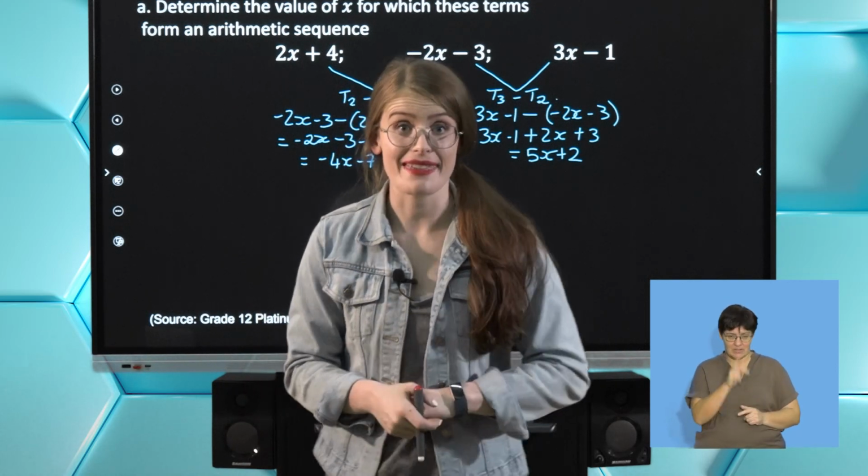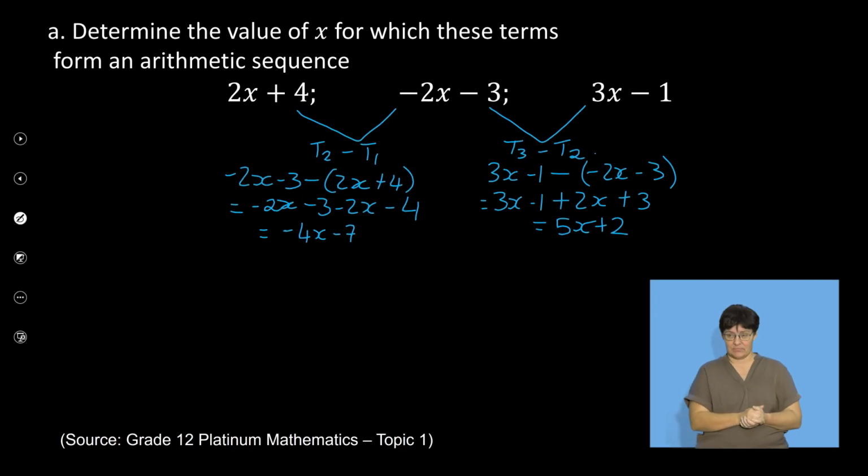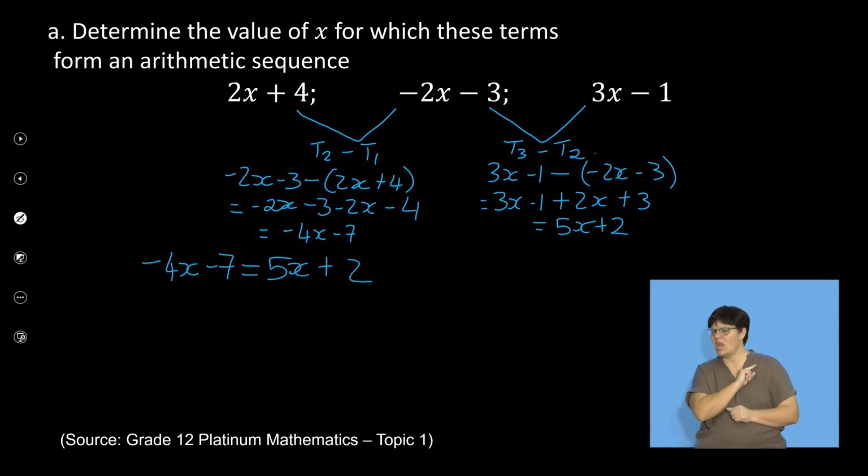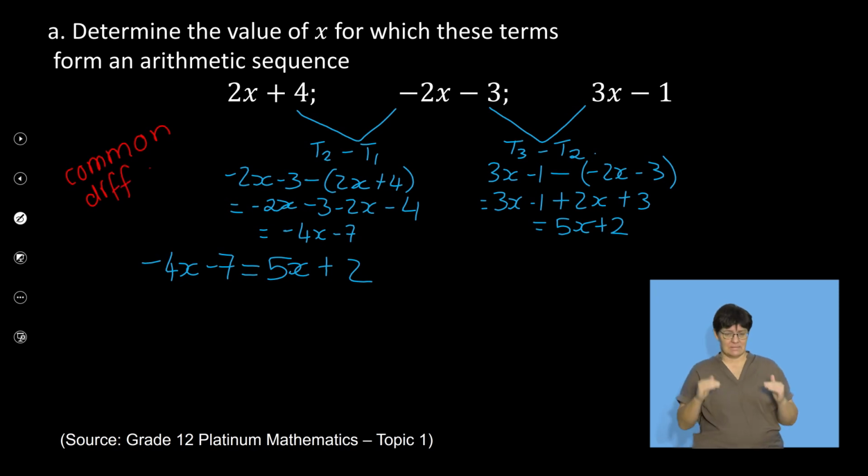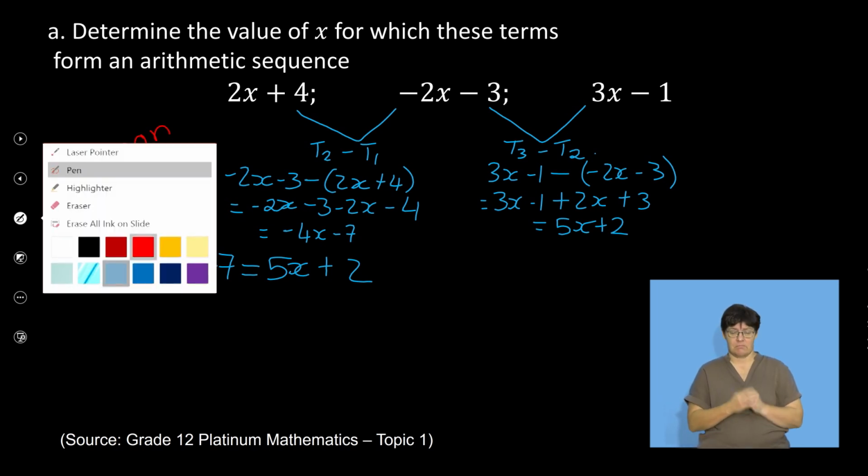Let's equate them together. So I'm going to say that negative 4x minus 7 has to be equal to 5x plus 2. If you're asking me why, common differences have to be equal. So let's solve for x.